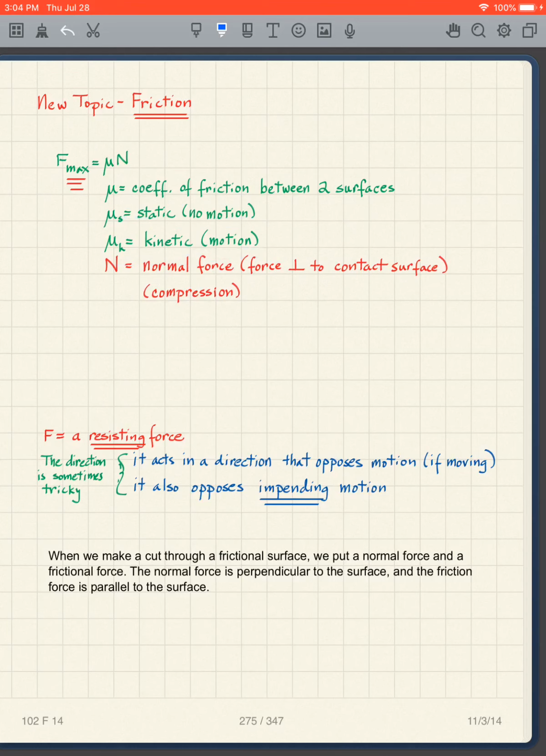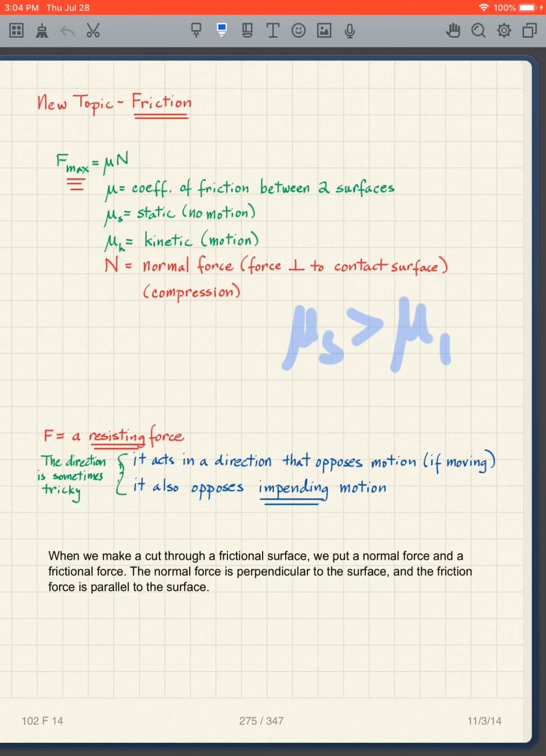In other words, these are two different numbers, and almost always the static friction is bigger than the kinetic friction, meaning that if you're, for instance, trying to push something across the floor, the friction is greater when you first get it moving. Once you get it moving, it slides more easily. So we have that mu s is greater than mu k in most circumstances.